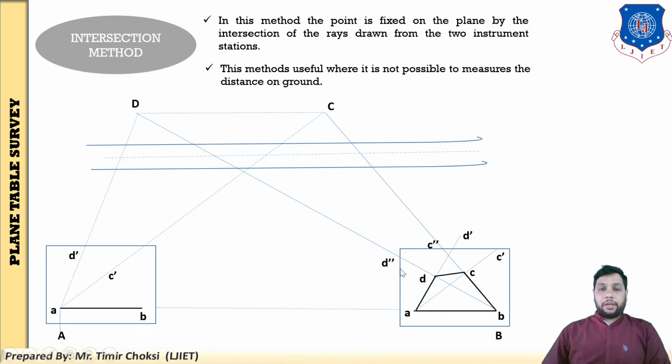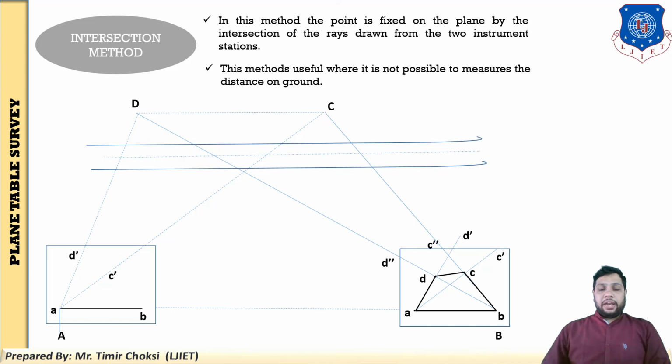I have explained the first line. In this method, the point is fixed on the plane table by the intersection of two rays. Clearly seen, C and D are fixed by the intersection of two rays, C dash and C double dash, and D dash and D double dash, from the two instrument stations. Here the intersection method does not use only one station; you use two instrument stations. And this method is useful where it is not possible to measure the distance on the ground. So this is the intersection method.